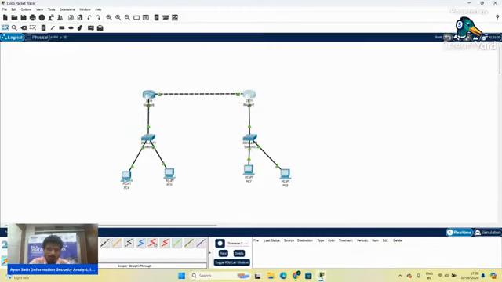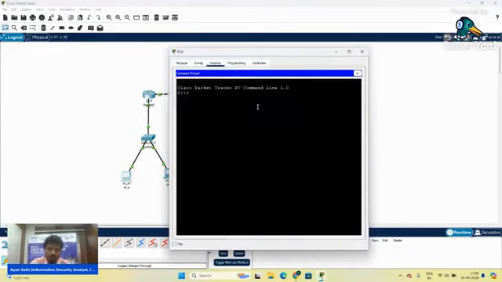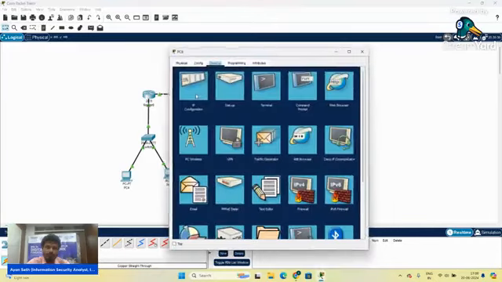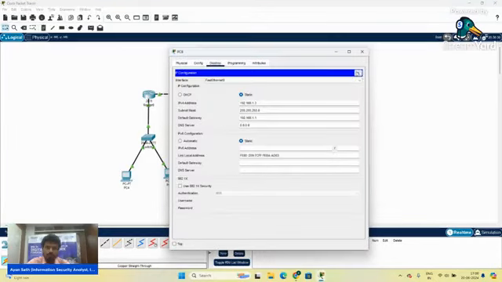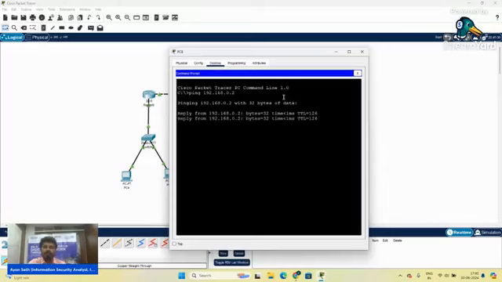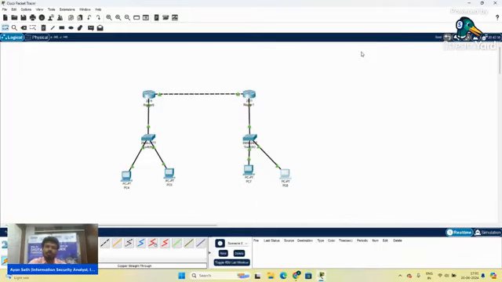Okay, so now if we want to ping 192.168.1.2, okay, so we are getting the ping reply, right? And if we ping, let's open the command prompt, ping 192.168.0.2. So we are also getting the ping reply. Okay, so this is the process of static routing.